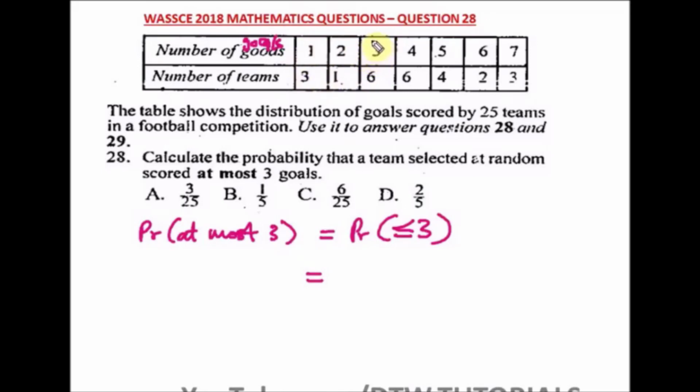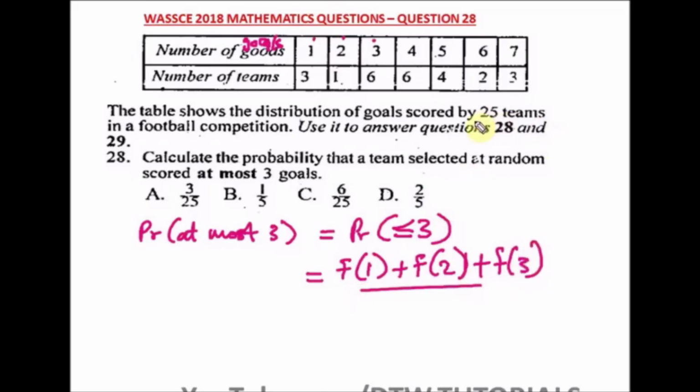So we have the number of goals here. We have 3, 2 and 1. That's at most 3 goals. So we have the frequency: F1 plus F2 plus F3, divided by the total number of teams, which is 25. Here F1 is the frequency of the teams that scored just 1 goal.